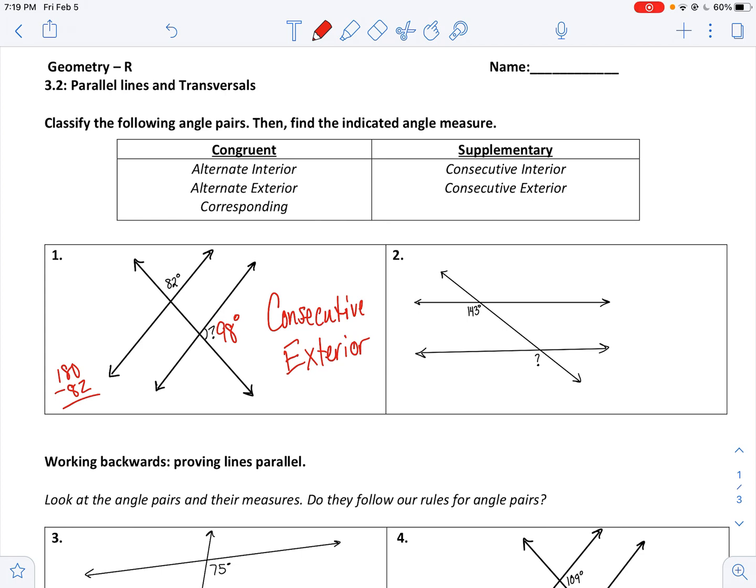And 2, these are corresponding, which means they're in the same spot in their group of 4. And if they're corresponding, they must be the same measure, so that should be 143 degrees.